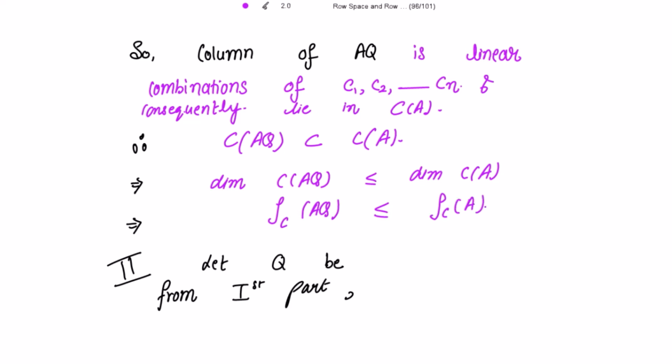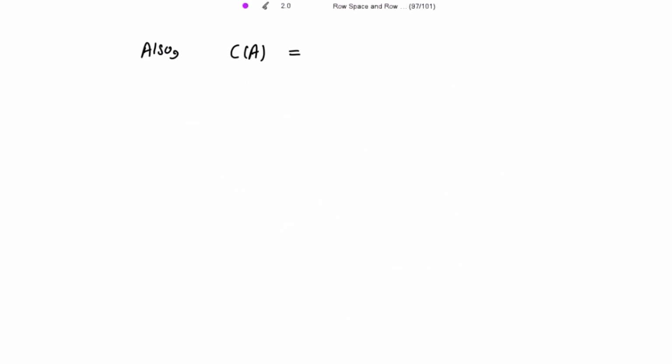Now this column rank of AQ will be equal to the column rank of A if Q is non-singular. So for the second part, let Q be non-singular. And from the first part, we know that the column space of AQ is a subset of the column space of A. Also, I can write the column space of A as the column space of A times I, where I is the identity matrix. Now because Q is non-singular, which is given to us, I can write the identity matrix as the product of Q and Q inverse.